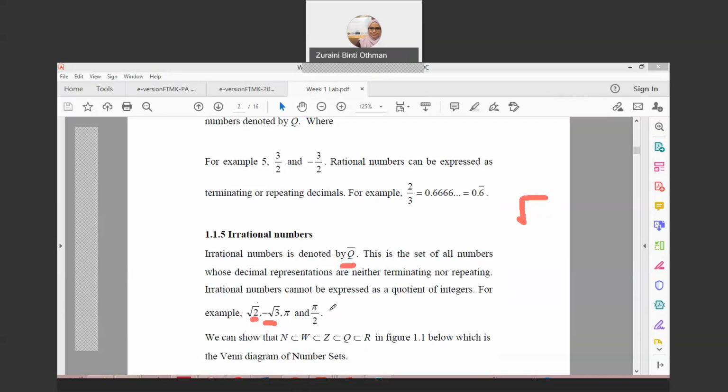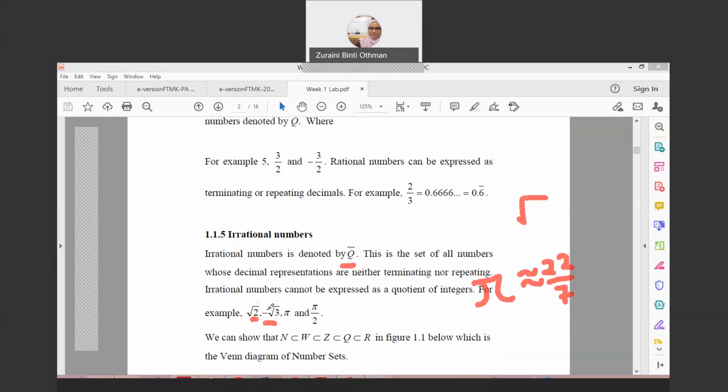Pi. Kalau kat sekolah kan kita belajar pi sama dengan 22/7. Betul tak? Cikgu kat sekolah tulis macam tu. Tetapi ini bukan sama dengan. Sepatutnya the correct one is not equal, it is approximate. Dia menghampiri 22/7. Actually ini ialah pi, sorry. Pi approximate, menghampiri 22/7.